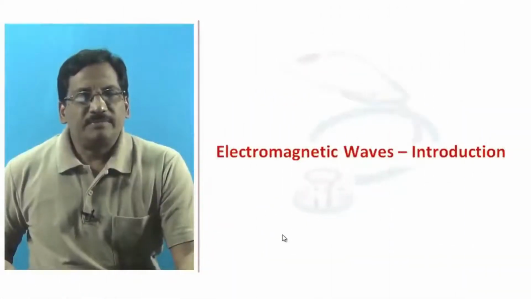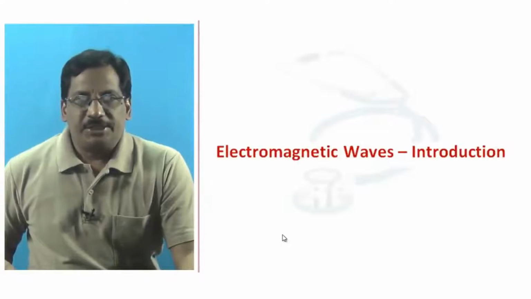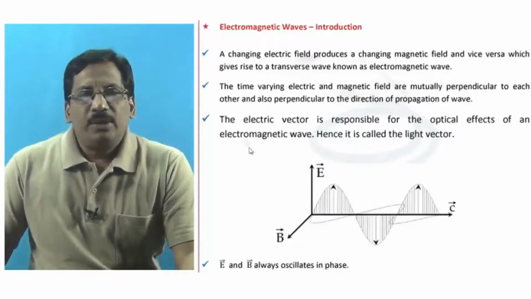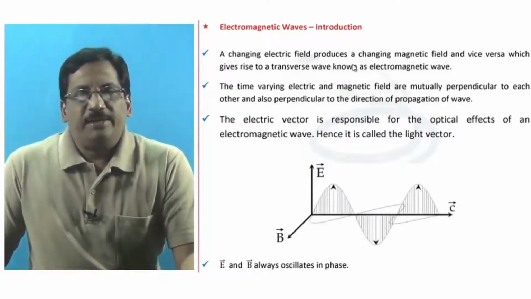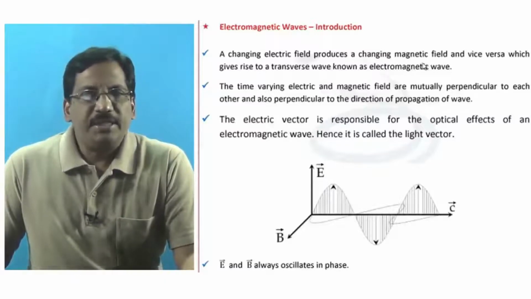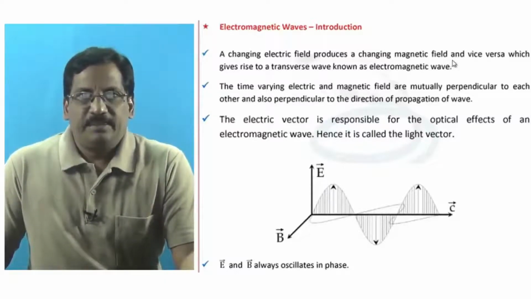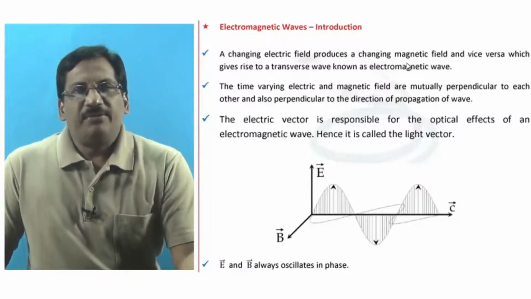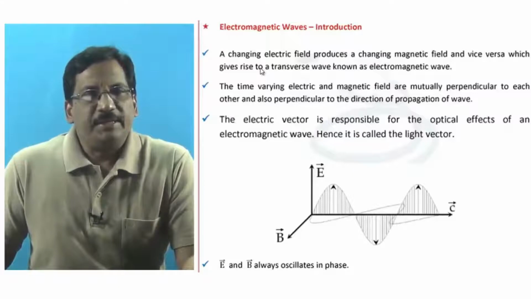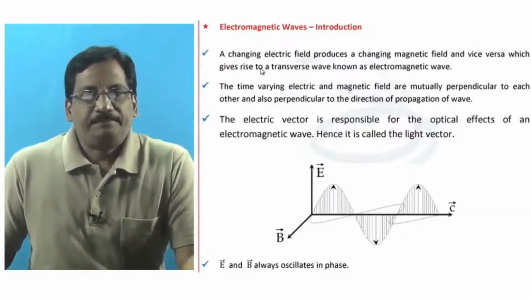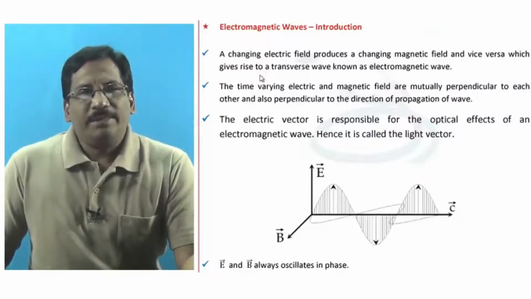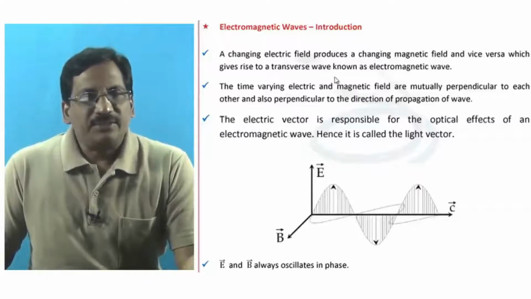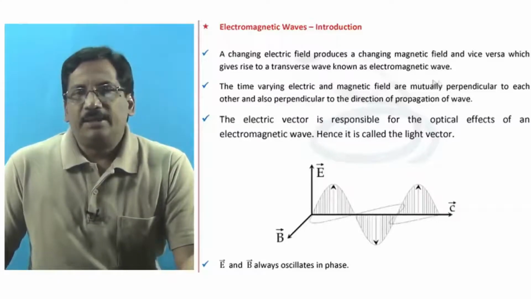Electromagnetic waves and their generation. We know a changing electric field produces a changing magnetic field. On the other hand, a changing magnetic field could produce a changing electric field. And this phenomenon gives rise to a transverse wave known as electromagnetic wave.